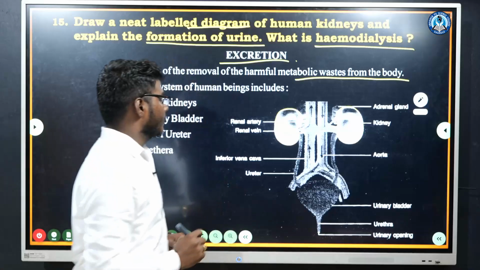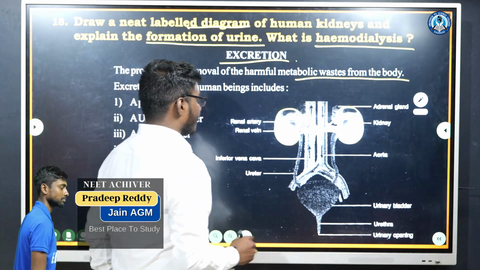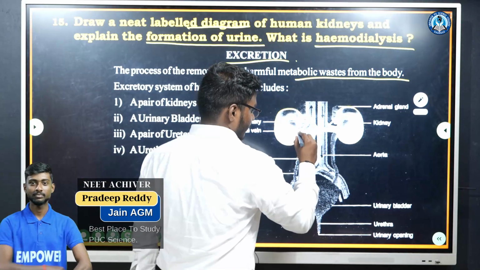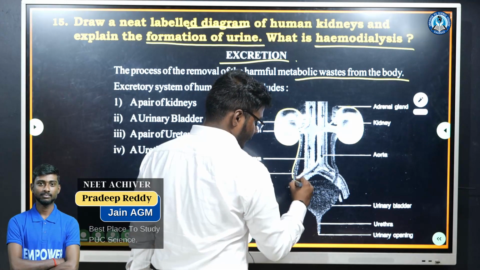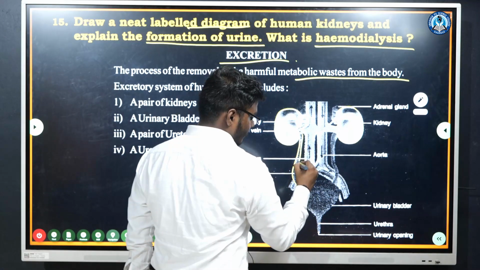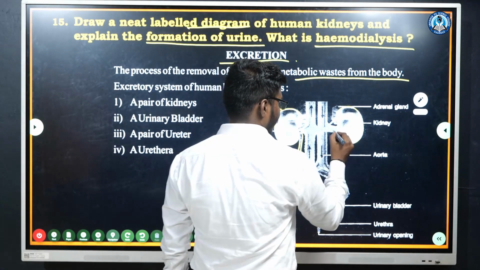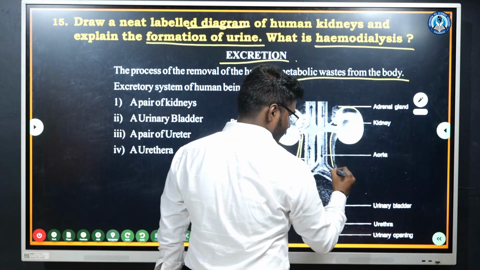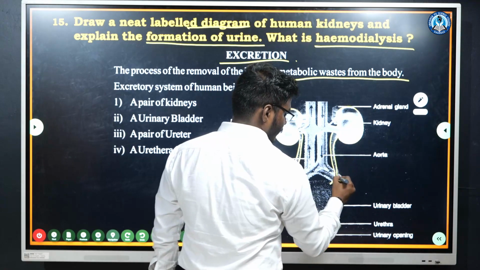Right? So a pair of kidneys, then a pair of ureters. Can you see? This is the ureter. From the kidney, pipes or tubes are arranged. This is called the ureter. Can you see here? This is the ureter.